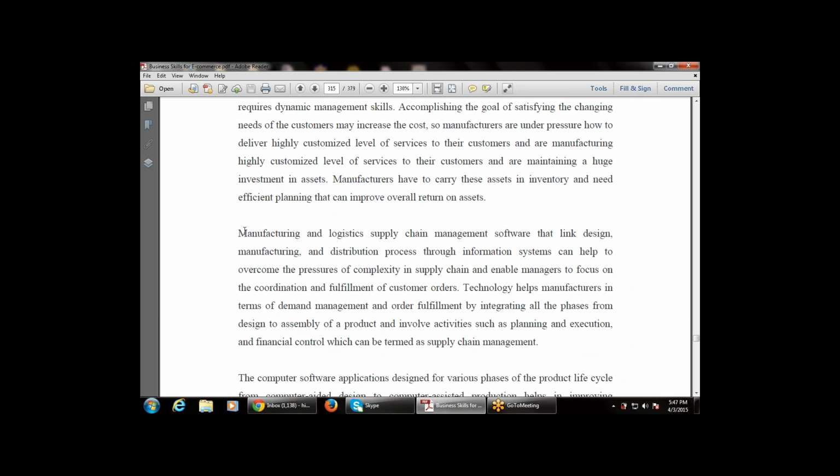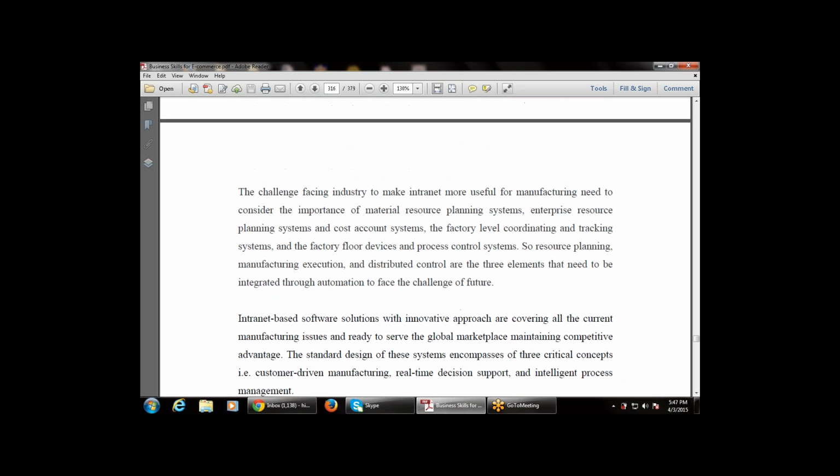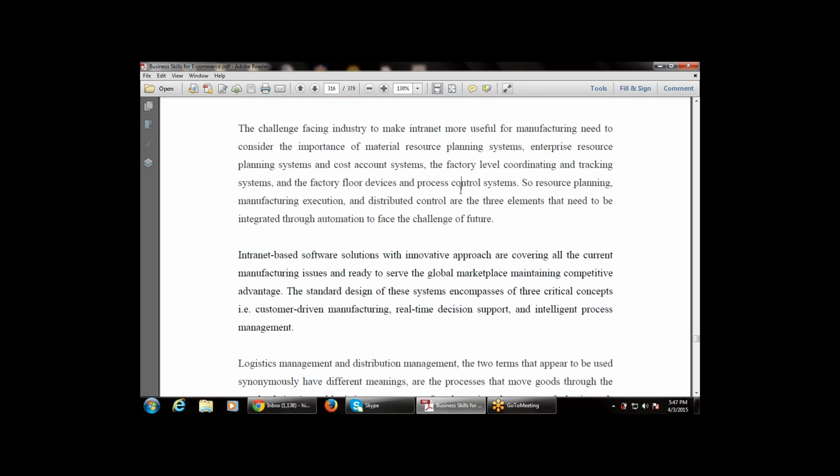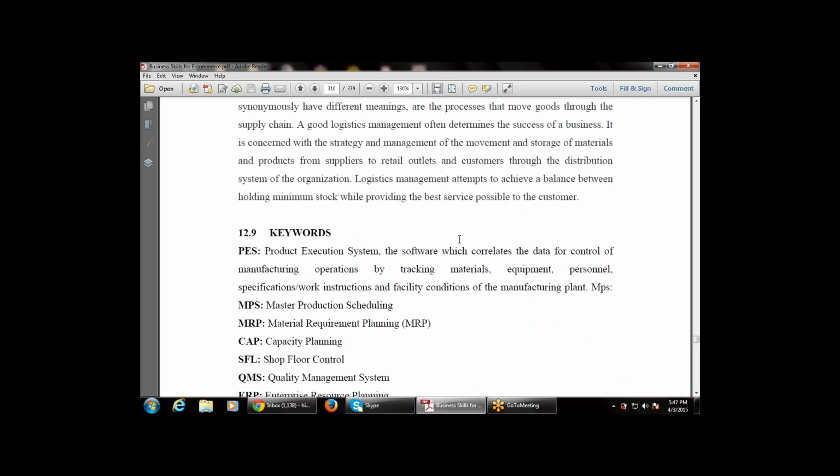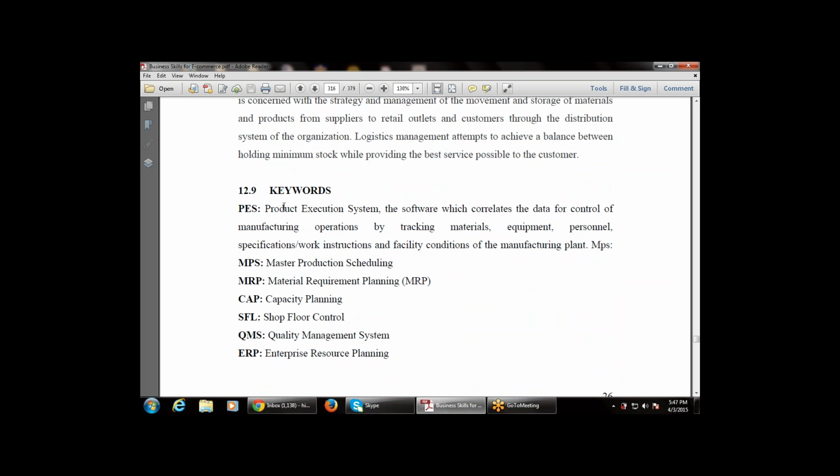Manufacturing and logistics supply chain software links the design, manufacturing, and distribution system. What are the challenging phases that we have covered? Then there are two managements, logistic management and distribution management, which are used interchangeably. Now next is keywords.